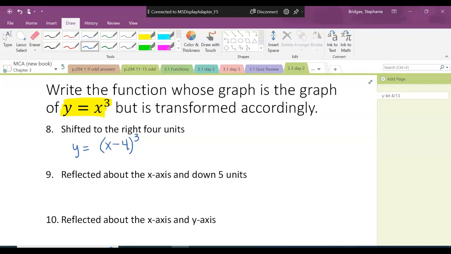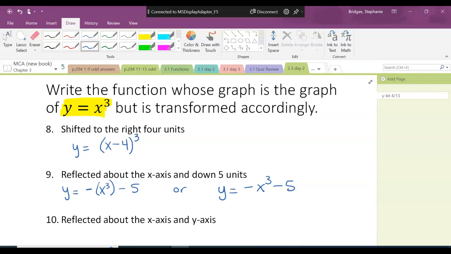If, for number 9, I want to reflect it on the x-axis, that negative goes in front of my function, right? So there's a couple of different ways you can write it. If you're going to want to use parentheses, it's going to be a negative, then your x to the third would be in parentheses. Okay? And then if I want it to go down 5, that is outside, and so it's going to be minus 5. However, in this case, those parentheses aren't really necessary. You can just write it like this. Does that make sense?